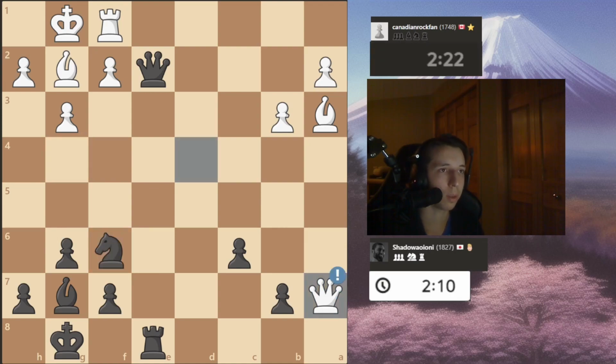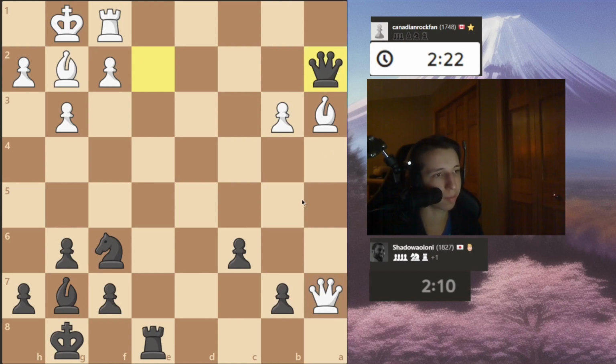So what do I do here? Like, these positions are so hard because I don't really have a clear objective, you know? But it just wants me to take a pawn, which is fair. I mean, it does pin the bishop. It makes a lot of sense.